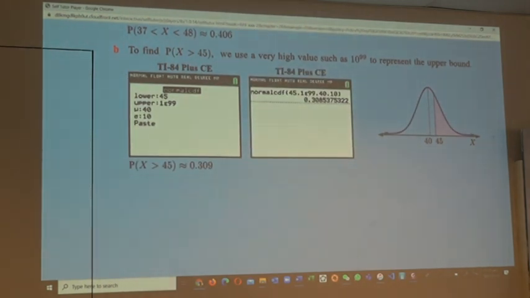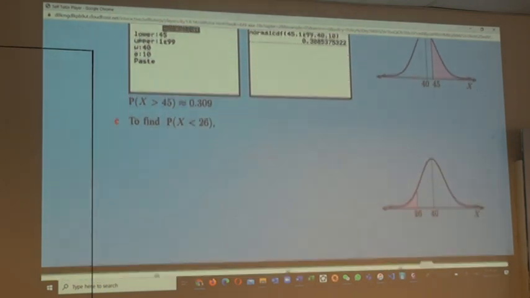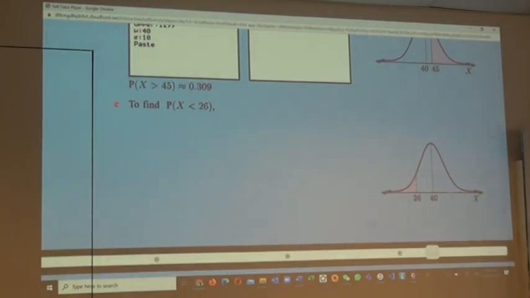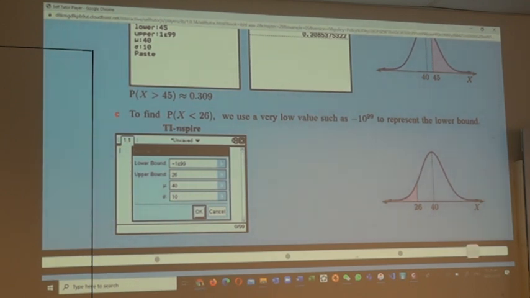In part C, we want to find the probability that x is less than 26. Again, this is not a whole number of standard deviations from the mean. We set the upper bound to 26. We want the lower bound to be negative infinity, so we use a very large negative number, such as minus 10 to the power 99. We do not use 0 as the lower bound, even in situations where it is physically impossible for the variable we are studying to be negative. Using technology, the probability is about 0.081.